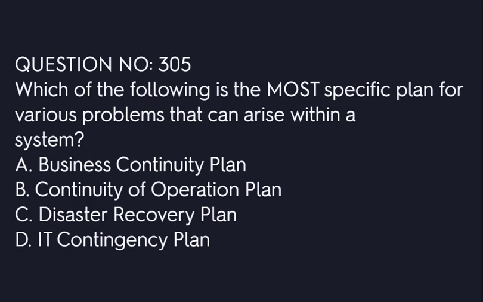Question number 305. Which of the following is the MOST specific plan for various problems that can arise within a system? A. Business continuity plan. B. Continuity of operation plan. C. Disaster recovery plan. D. IT contingency plan. D.